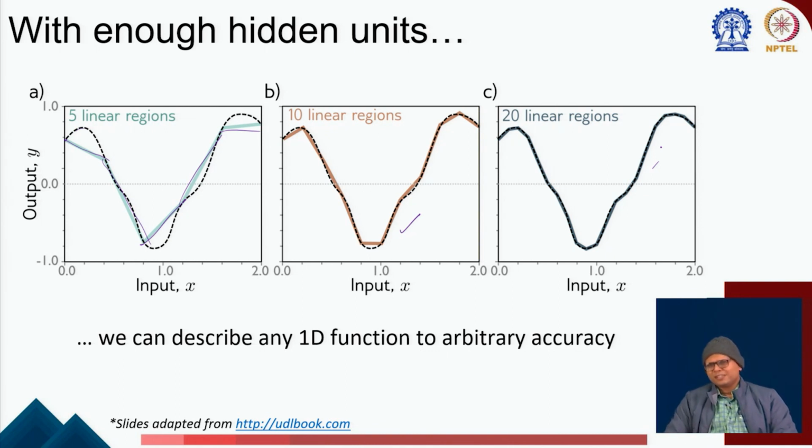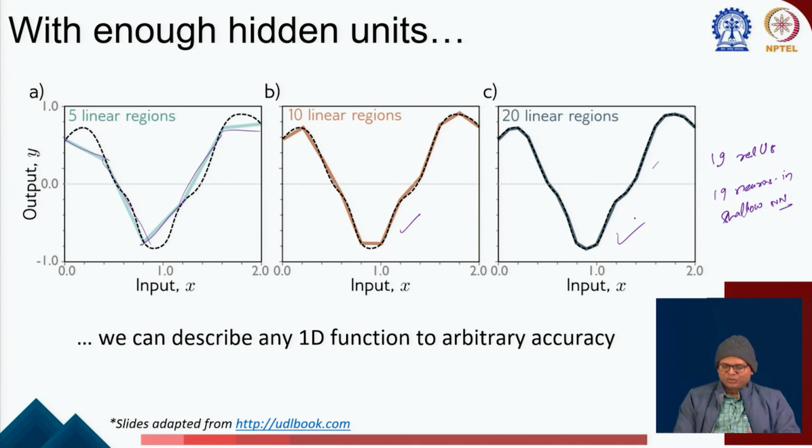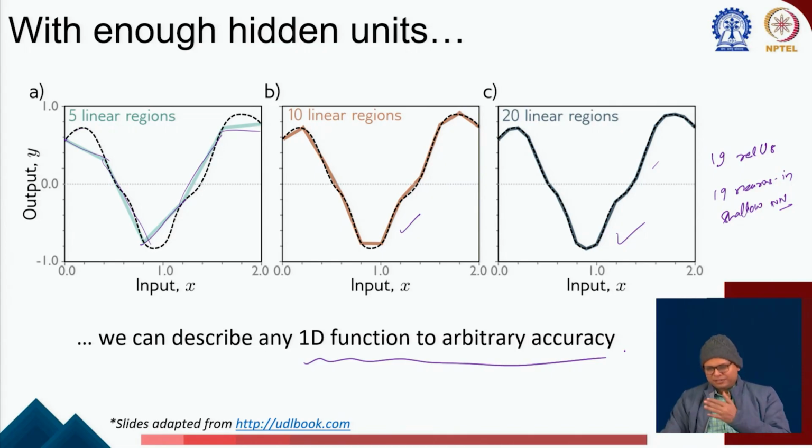And what do you need for 20 linear regions? As we saw, I just need 19 ReLUs. That means I need a shallow neural network with 19 neurons, and that's all. That will give me a good fit to this more complex looking function, right. And this is why, using a simple shallow neural network, you can describe any 1D function to an arbitrary accuracy, right, by allowing more and more linear regions.